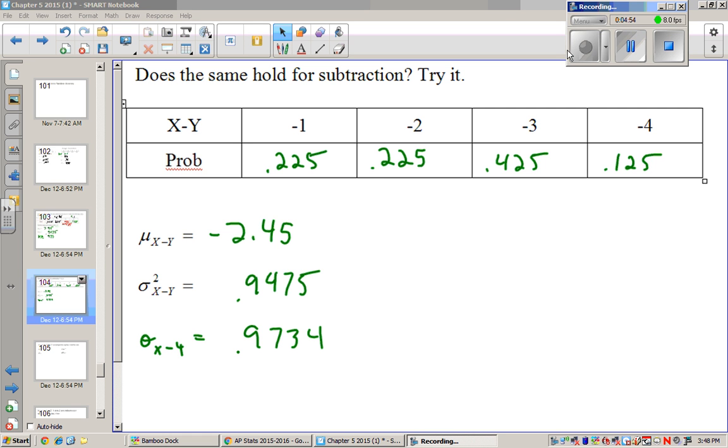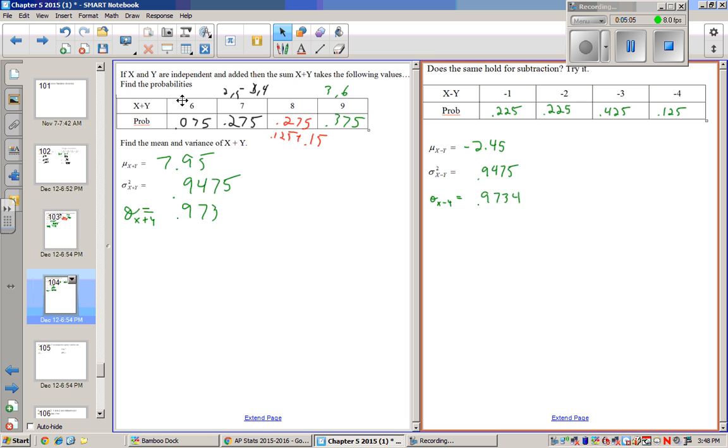All right, I filled out the probabilities and found the means, the variance, and the standard deviation of each of them. Now what you should be saying is, holy cow, the means are completely different, but the standard deviation and the variances are exactly the same. It doesn't matter if I add the random variables or subtract the random variables, those are the same thing. It's actually pretty amazing.